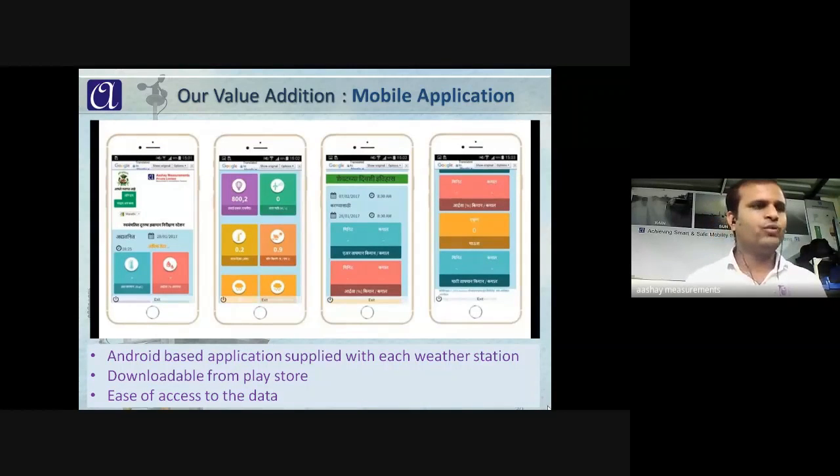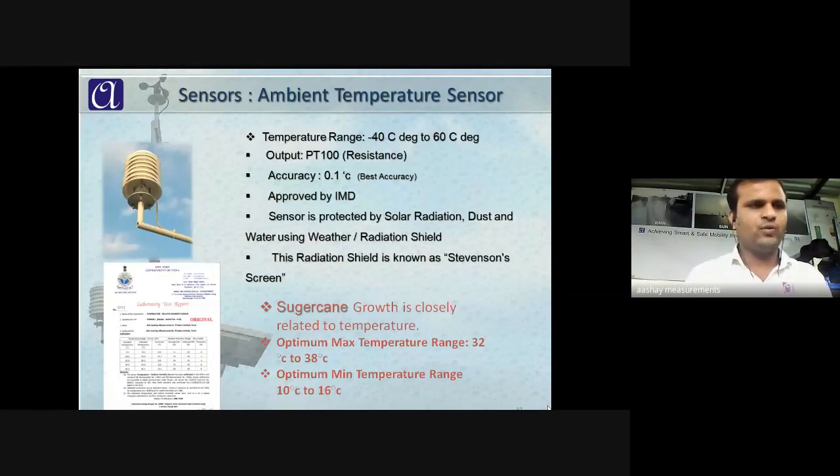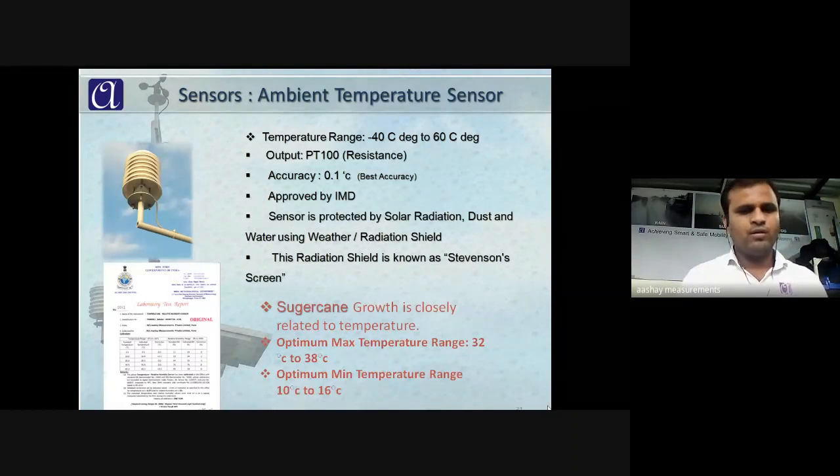And apart from this, we have developed a mobile application. As nowadays everybody is using Android phones, we have developed an Android application, and these applications are available on the Play Store, so that users can download them and monitor our weather data. This is one of the latest developments we have done in weather monitoring. And further, you can see the data in graphical, tabular, and statistical format.